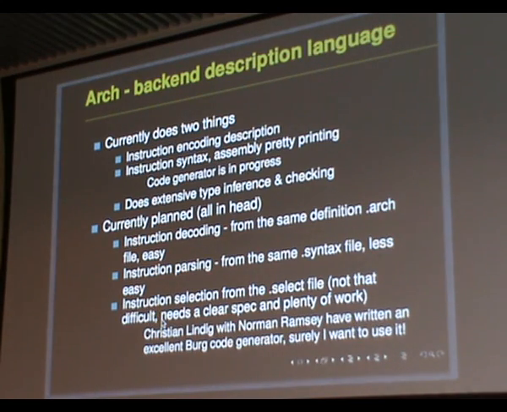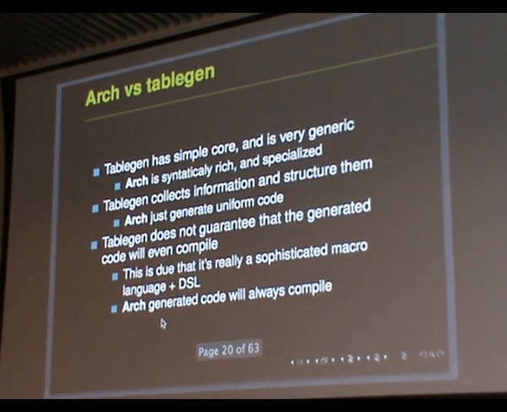So these features are planned currently, so I won't talk about them, but instruction selection like LLVM does, instruction parsing, so we can kind of have reverse transform of that. So how the Arch and TableGen is different. TableGen is a language for structuring and collecting the data and feeding it up to the backend. So it's a very generic language.